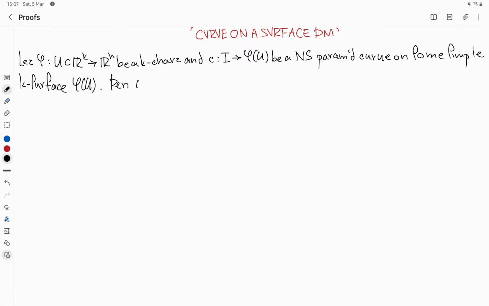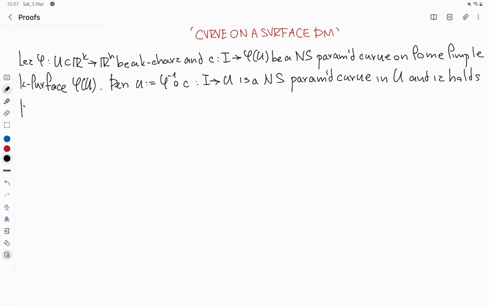Then u, defined as phi inverse after C, which maps the real number line onto U, is a non-singular parameterized curve in U, and it holds that C, the curve, can be described as the composition of phi and u, right? So perhaps a picture is in order.